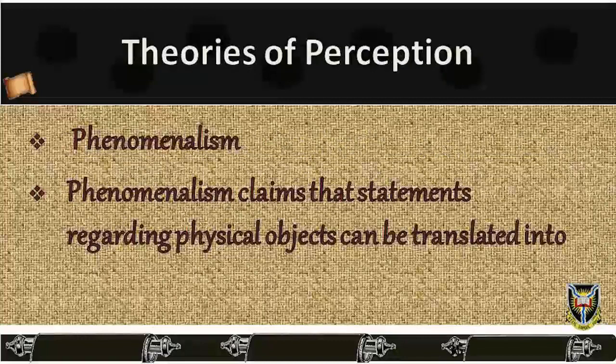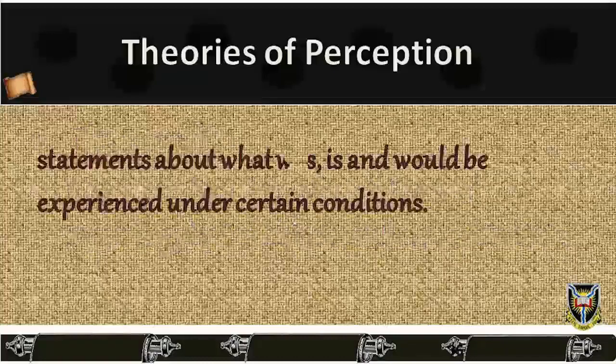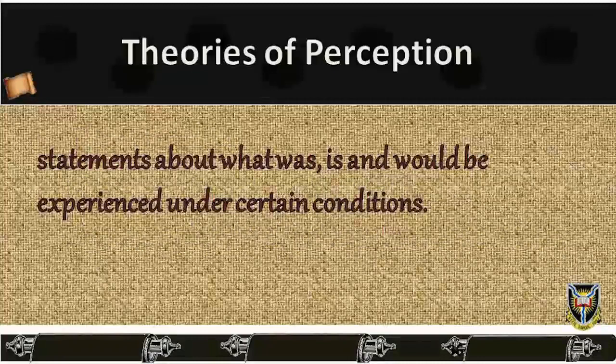Phenomenalism. Phenomenalism claims that statements regarding physical objects can be translated into statements about what was, is, and would be experienced under certain conditions. To say, for instance, that a physical object of a certain type exists is to say that a certain sort of sense data have been, are being, and would be experienced under certain conditions. In Ayer's terminology, phenomenalism claims that physical objects are logical constructions and their objects are sense data.